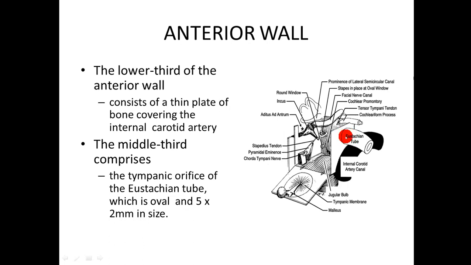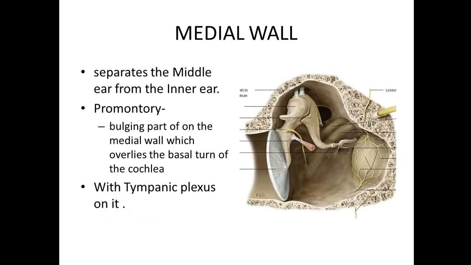So the anterior wall mainly has a relation with the internal carotid artery, and in the middle area we have the opening of the eustachian tube. Above that you can see a small bony process. Inside that there is a cavity from which the tensor tympani muscle is passing or taking origin. So that is the anterior wall.